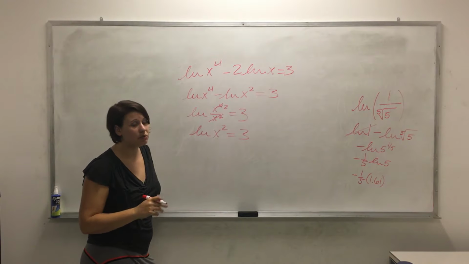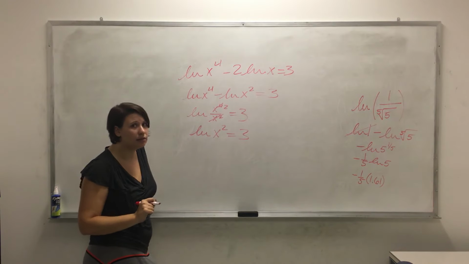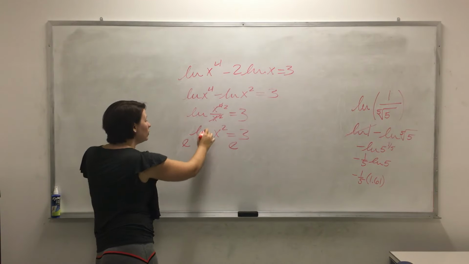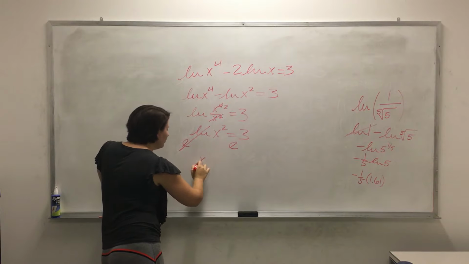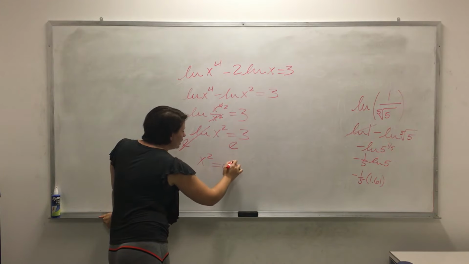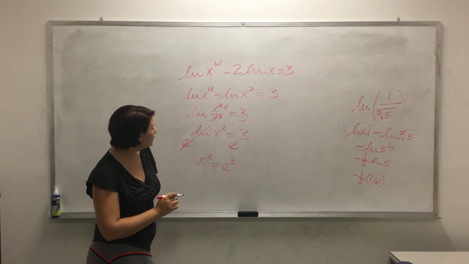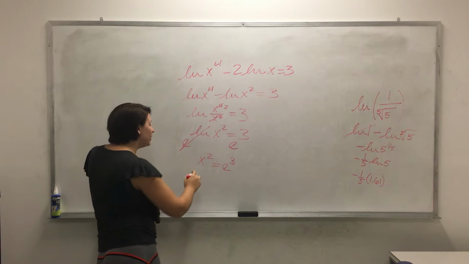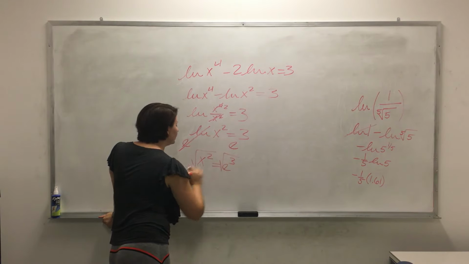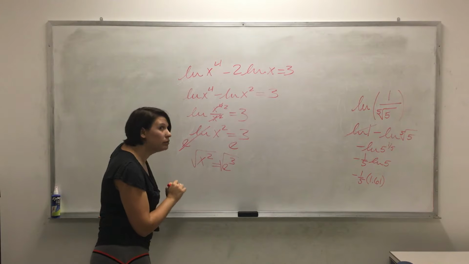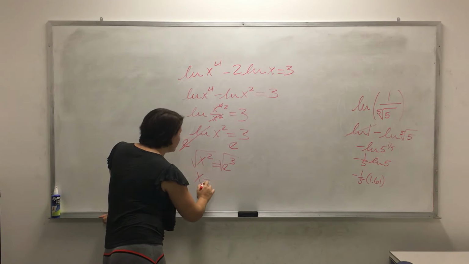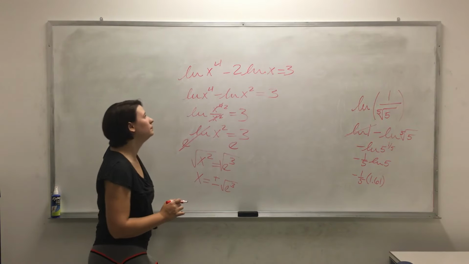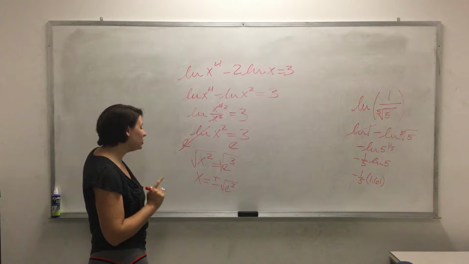Just like last time, we need to cancel out the ln by taking e to both sides. So the e and the ln cancel. We have x squared is equal to e cubed. So now, we're still not finished solving for x, right? So we have to take the square root of both sides, okay? However, when we take the square root, we know we get x equals plus or minus square root of e cubed, okay? Again, we need to check.